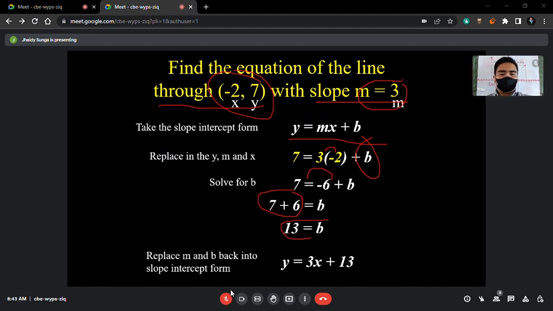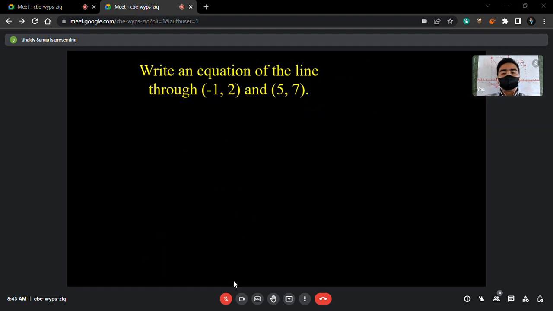Now, this is the next thing. We are going to write an equation of the line through the 2 points. A while ago I already mentioned the things that we are going to find. So we are to find the equation of the line through these 2 points. First is negative 1, 2, and the other point, point 2, is 5 and 7.